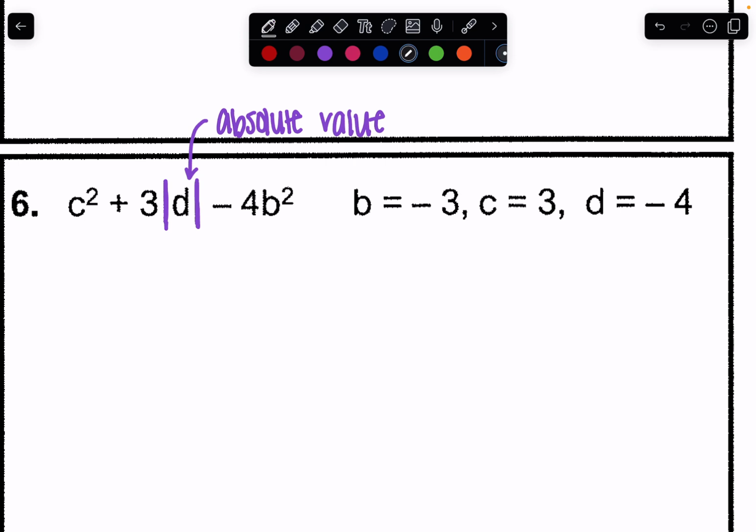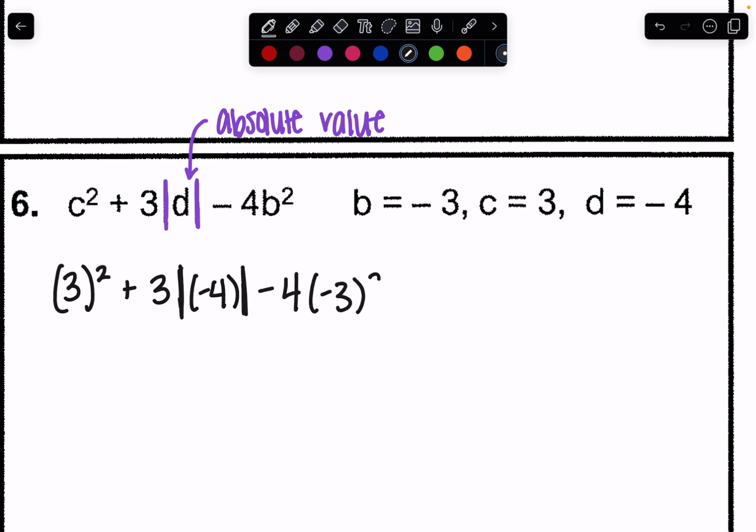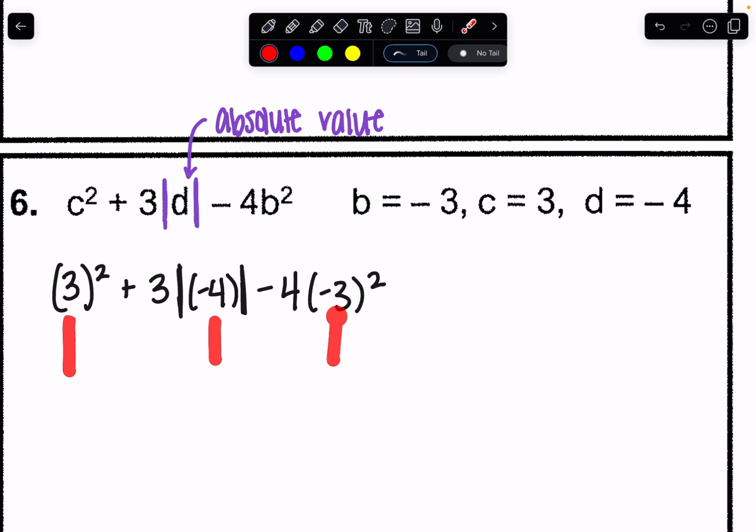So let's go ahead. Last one here. I know there's a lot of talking today, but we're almost done. So we have c squared. C is 3. So I'm writing 3 squared plus 3. I see the bars. Inside the bars, I have the letter D, which is -4. Close my bar. Minus 4 times B. B is -3 squared. So all I did was replace C, D, and B with my numbers. And now I want to check, is there anything inside the parentheses? No, there's not. Notice how this is all just one number. I'm good to move on to exponents.